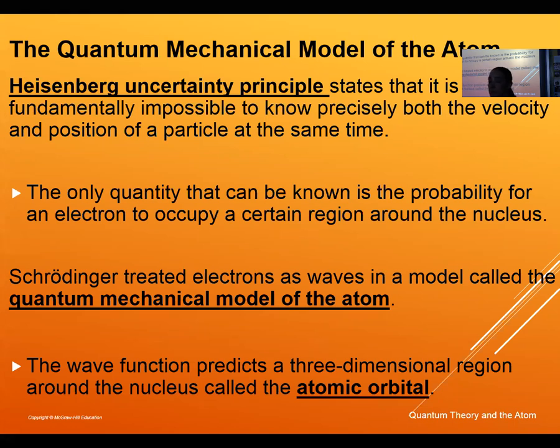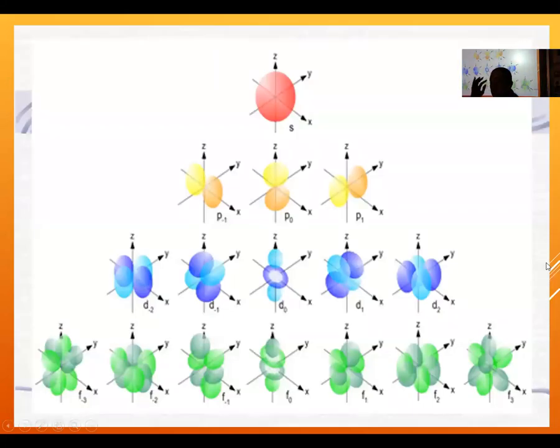And so another guy named Schrödinger, he treated electrons like waves, okay? And he came up with a model called the quantum mechanical model of the atom. And so what he did is he designed and predicted this three-dimensional region where the electrons might be located. And he called those the atomic orbitals. Here's a picture of what the different atomic orbitals look like.